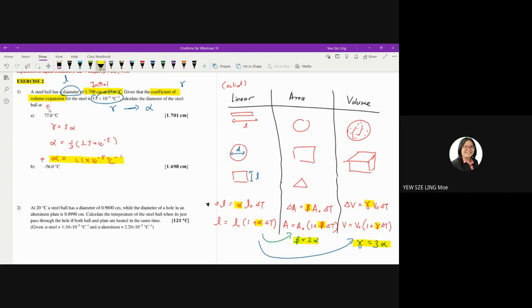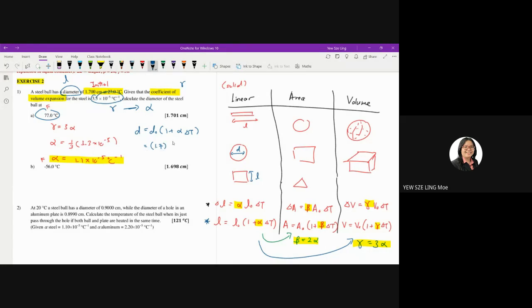Now I want to calculate the final diameter, because it asks you to calculate the diameter of the steel ball at 77 degrees C. So this is a final value. Therefore, I'm going to use the equation for final value, L equals L naught times 1 plus alpha delta T. In this case, I'm going to use the symbol D because you're looking at diameter. So D equals D initial times 1 plus alpha delta T. D final is the value that I want to calculate. D initial is given as 1.7 cm. You can keep it as cm, then your final answer will be in cm.